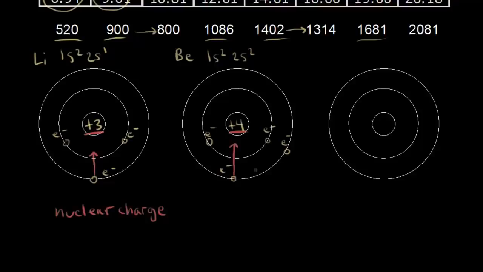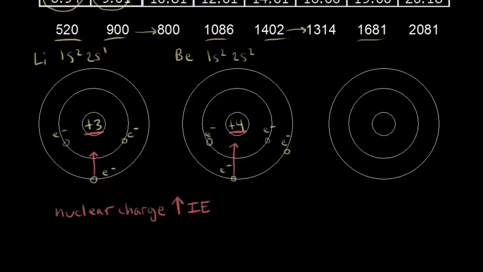Therefore, you would think that it would take more energy to pull that outer electron away. And therefore, an increase in the ionization energy. So just thinking about nuclear charge, we would say there would need to be an increase in the ionization energy.